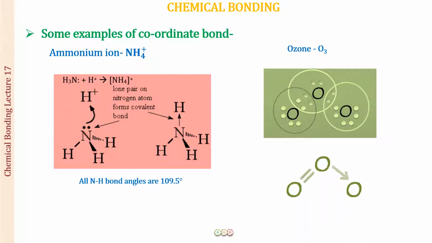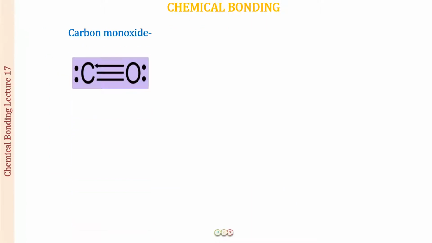So this is how we are going to represent the molecule: a double bond between these two and a coordinate bond between these two, right? Next we have the carbon monoxide molecule, and we see that there is a coordinate bond formed between this oxygen and carbon, right? And the electrons are being donated by this oxygen atom.